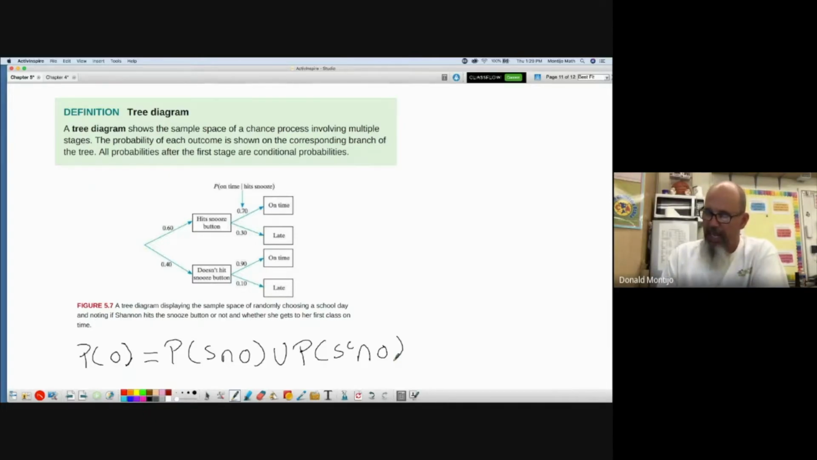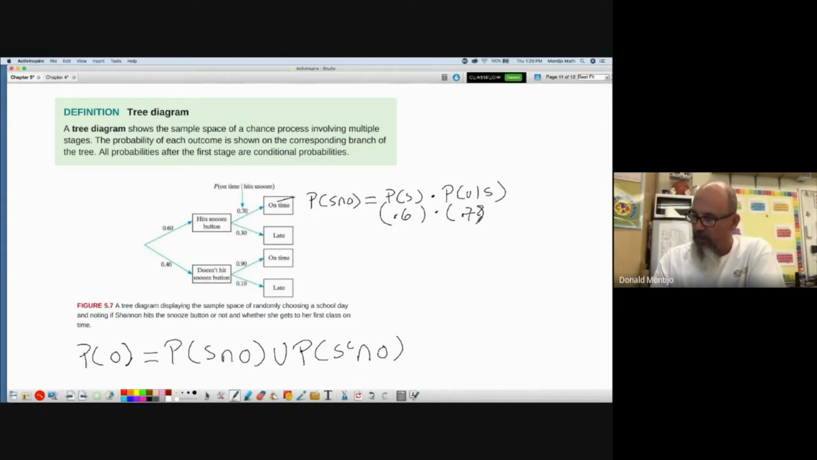So the probability I hit snooze and was on time. So I'm trying to find the probability of snooze and on time, which equals the probability of snooze times the probability of on time given snooze. Well, the probability I hit snooze is 0.6 times the probability I'm on time given I hit snooze is 0.7. So the probability that I hit snooze and I'm on time is 0.42.